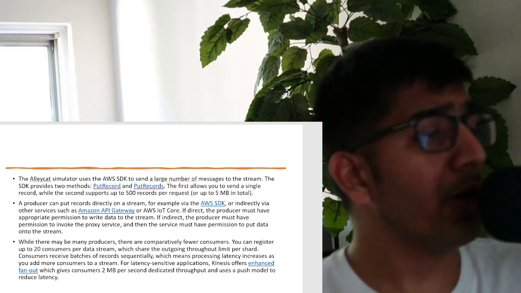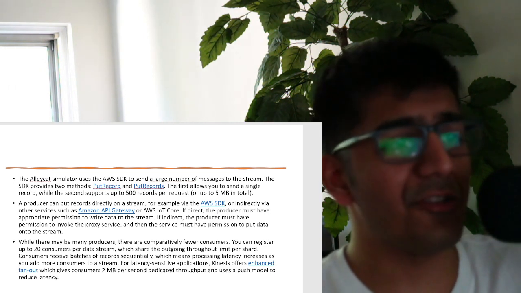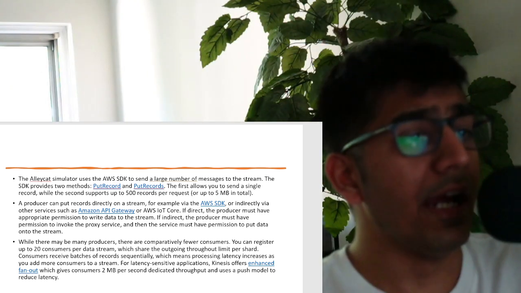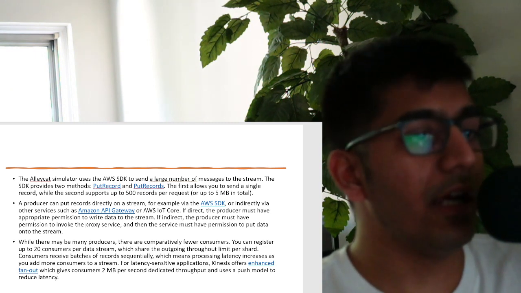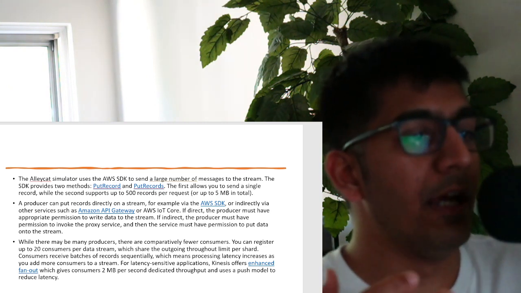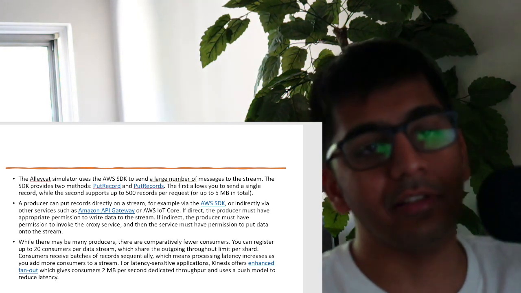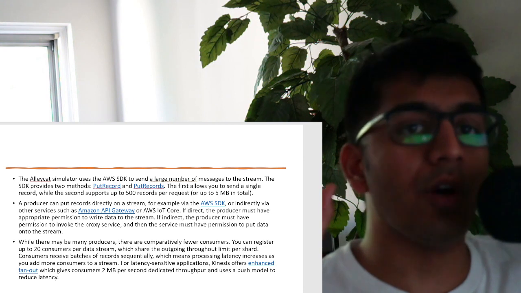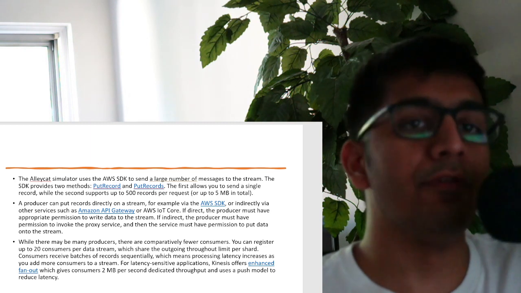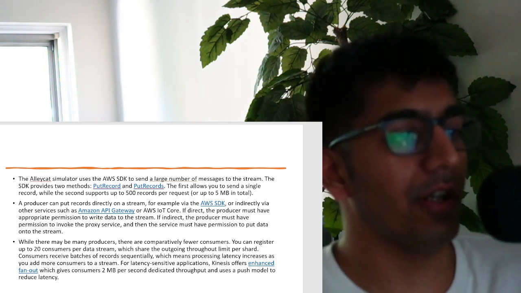A producer can put a record directly on a stream, for example via the AWS SDK, that is Boto3, or via other services such as API Gateway or AWS IoT Core. A producer must have appropriate permission to write to the data stream. If indirect, the producer must have permission to invoke the proxy service. So what he is saying is, if you want to put directly into the data stream, do so via a proxy layer. But even if you have to do that, make sure you have the right permissions and that they are fine-grained. That's what he's trying to say.